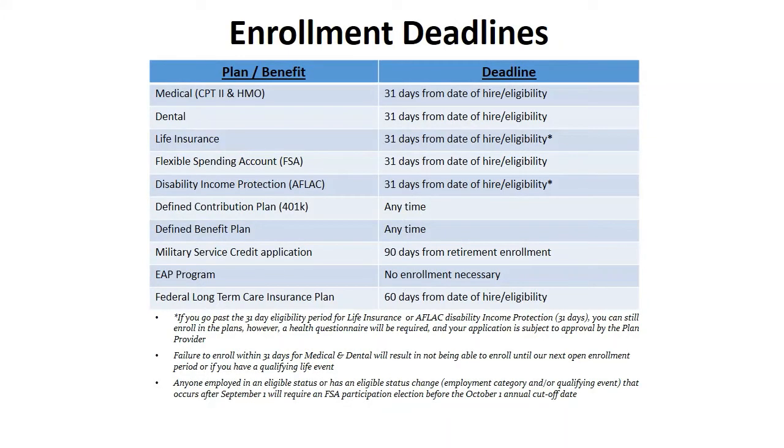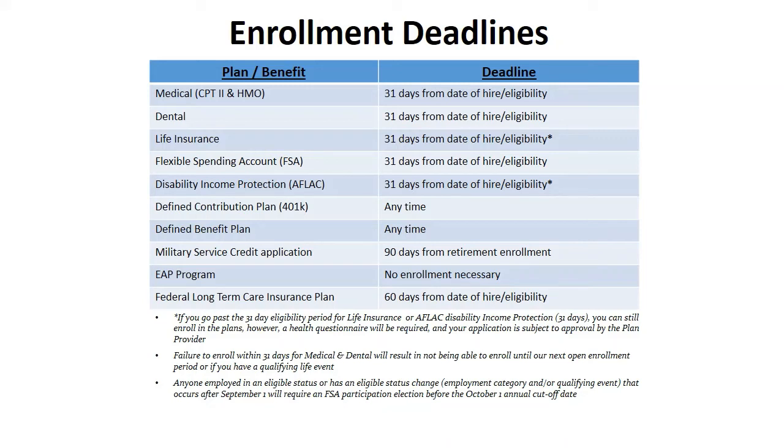Here is a reminder of your enrollment deadlines. The following are available for 31 days from your date of conversion or hire date: medical, dental, life insurance, your FSA accounts, disability insurance. Employees have 90 days to apply for the military buyback option and 60 days for the federal long-term care insurance plan. The pension and 401k plans are available to be enrolled into at any time.